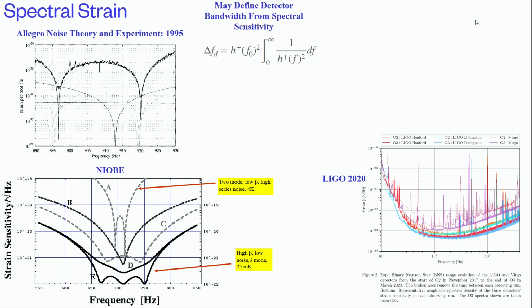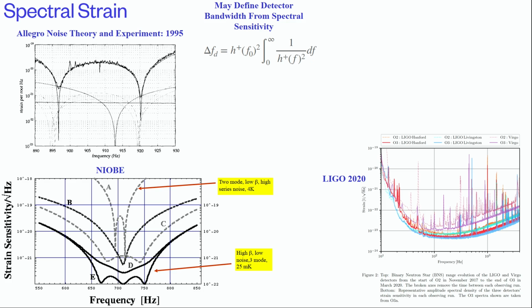So what you really, can I interrupt you just there? Yeah, sure. Just because I think, to be able to have the discussion, can you explain exactly, because not everybody here is an expert, right, what it means, strain sensitivity per root hertz? It's all noise spectral densities.